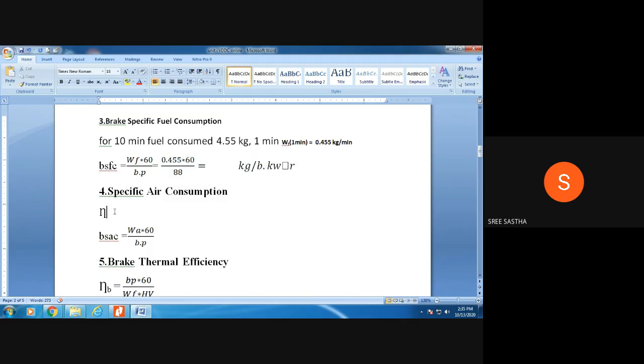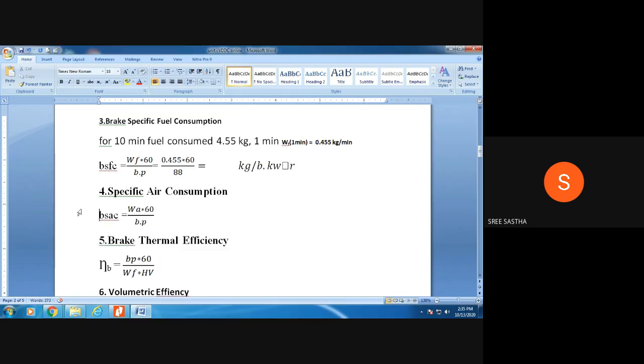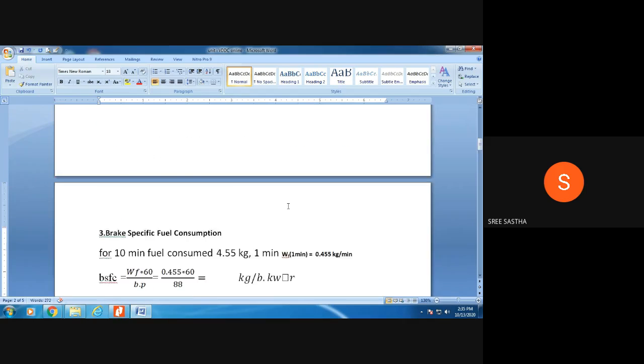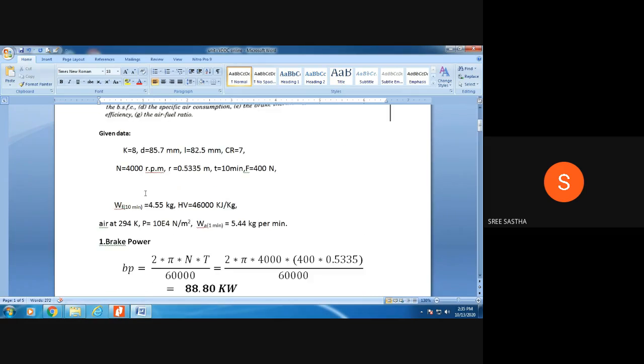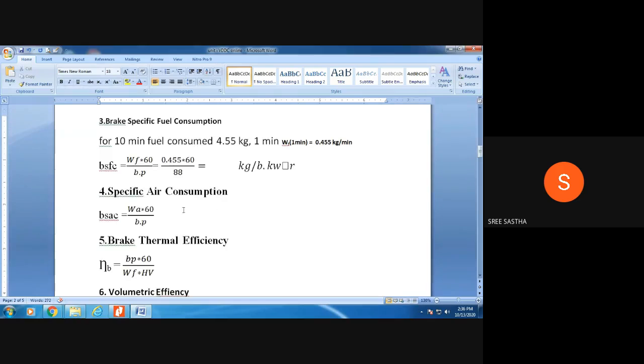Now specific air consumption. Same formula as BSFC, you write BSAC, brake specific air consumption. Instead of WF, you will be going for WA, that is how much amount of air I am going to consume. But the value is given directly: 5.44 kg per minute. So I will be substituting that value alone. No need of conversion because it is given per minute.